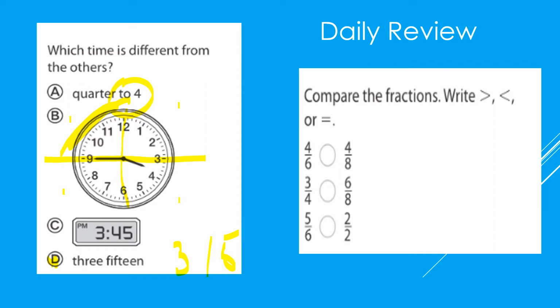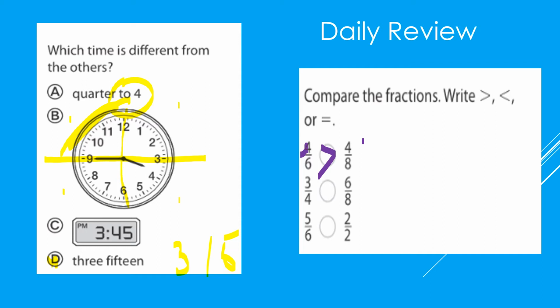My next question over here says compare the fractions. So last week we worked on comparing fractions. And so here I have 4/6 and 4/8. Well, my 4's are the same. So I know that the smaller the number, the bigger the piece. So 4/6 is greater than 4/8.